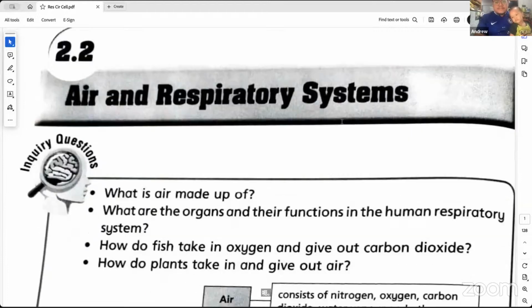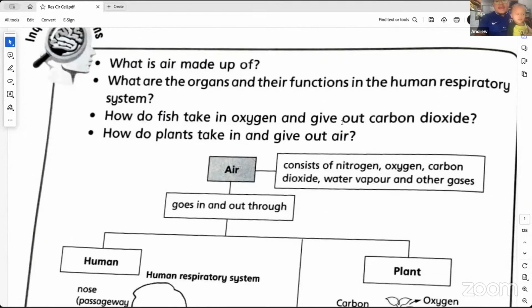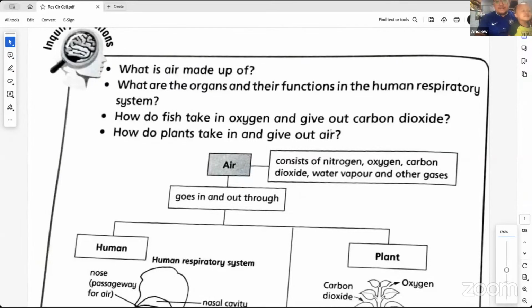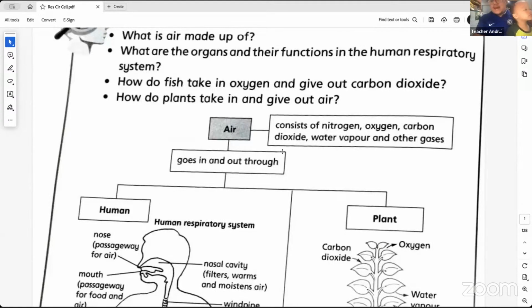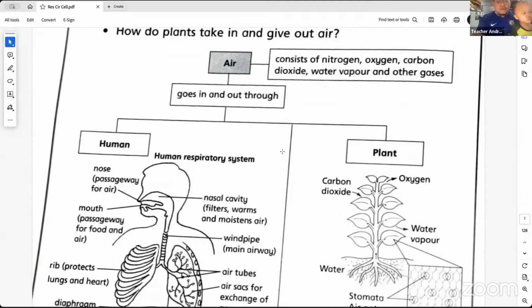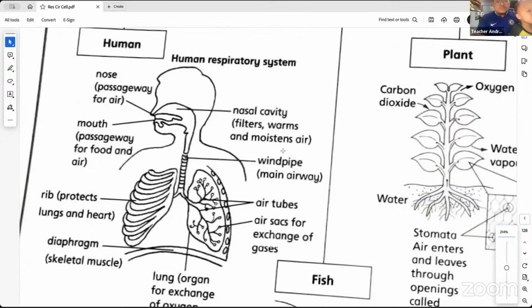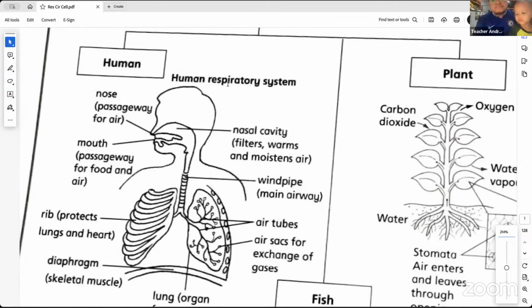So basically, for this case, the air actually consists of the following: nitrogen, oxygen, carbon dioxide, water vapor, and other gases. And air goes in and out from our body through what way? Through this system called the respiratory system.